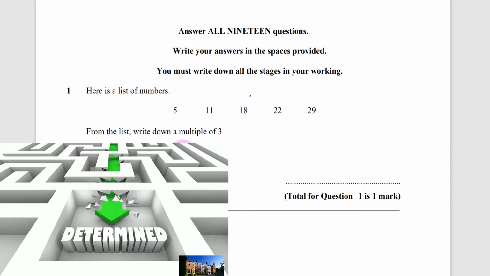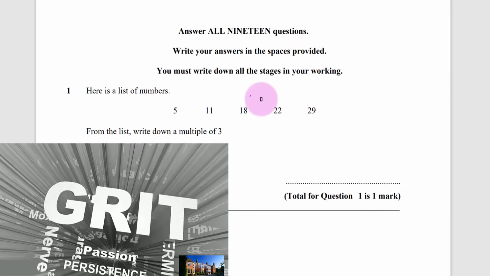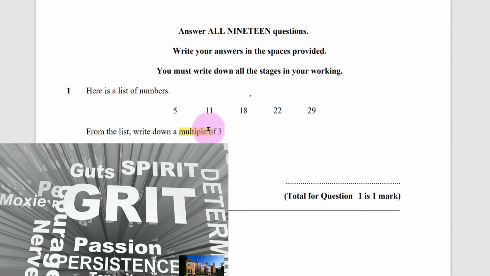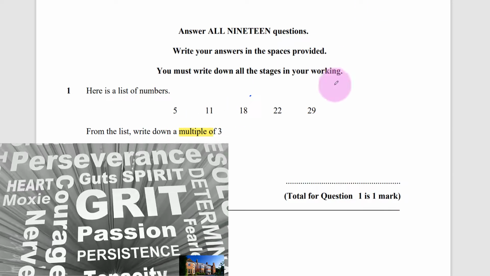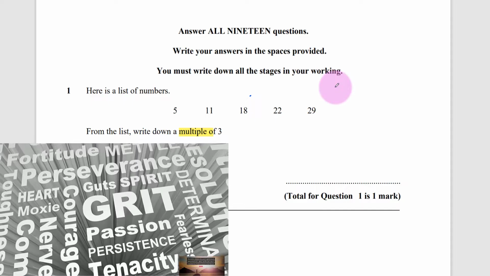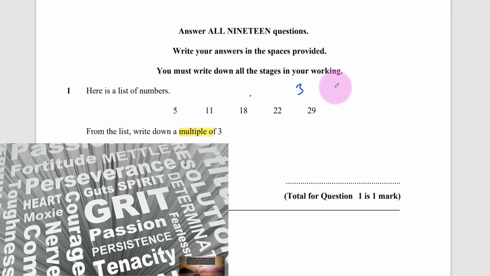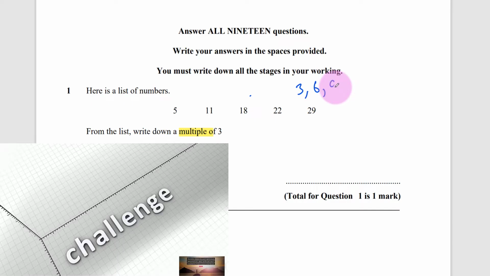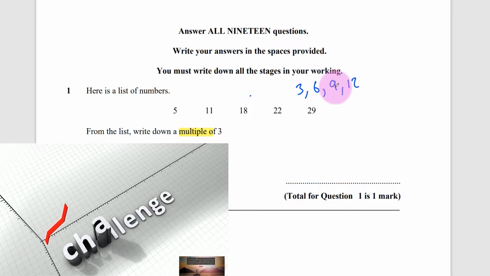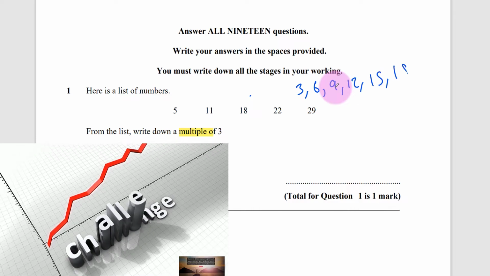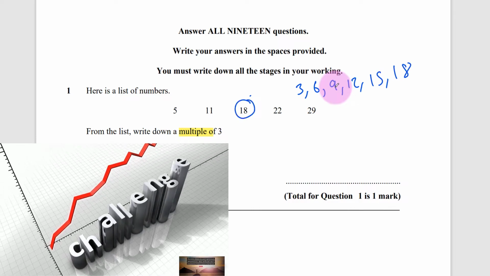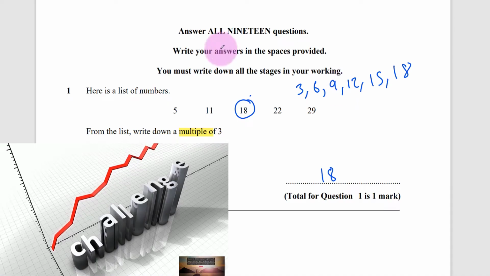Question 1, here's a list of numbers. From the list, write a multiple of 3. That's your key word here, multiple of 3. What's a multiple? And then it's easy. Multiples of 3 are like so, the 3 times table. So we know that's 18. Let's write 18 down. Question 1, done.